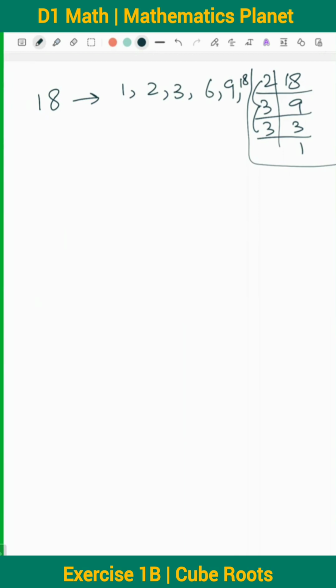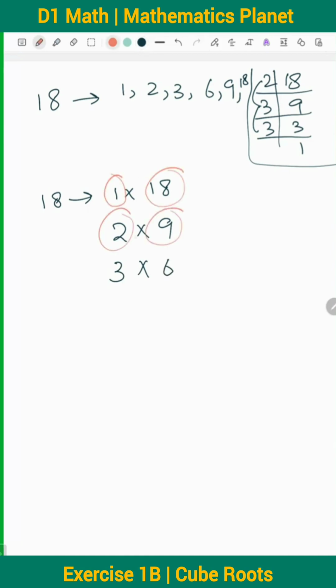I can give you another way. 18. So can I write 1 times 18? 1 times 18 is 18. Yes. 2 times what is 18? 9. 3 times 6. So you get 1, 18, 2, 9, 3, 6. 1, 2, 3, 4, 5, 6 factors. Got it? So what are the factors of 18? 1, 2, 3, 6, 9, 18.